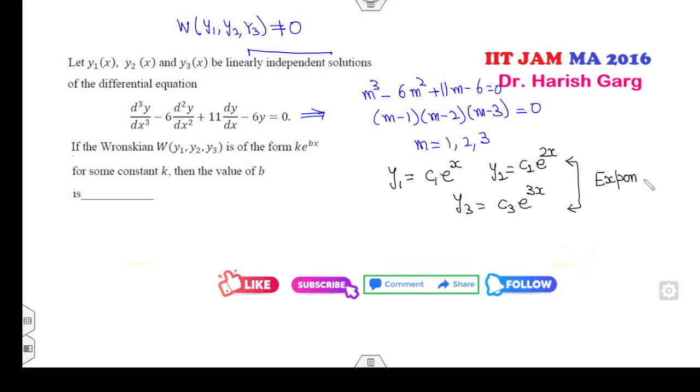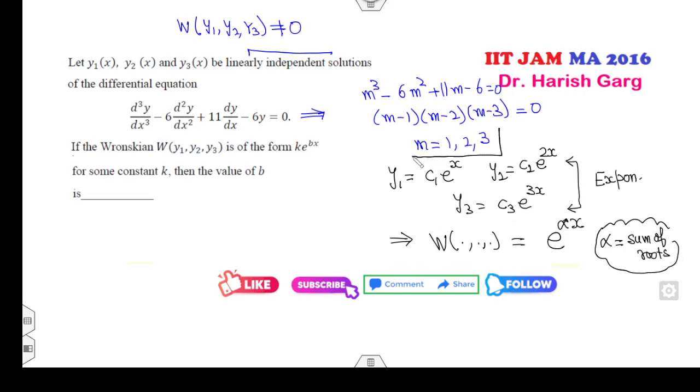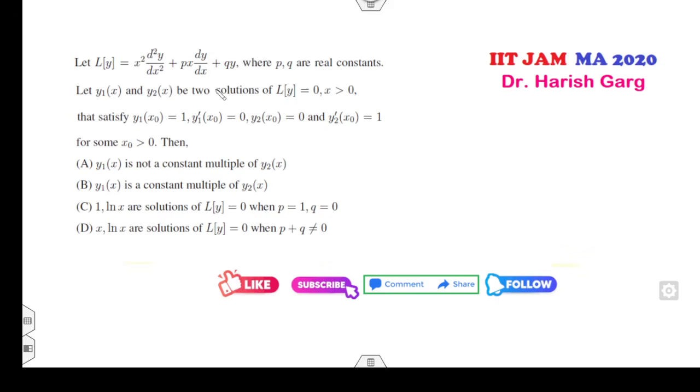Fine. So which implies the Wronskian between y1, y2 and y3 is also in the form of an exponential, where you can find alpha: alpha is the sum of the roots of the given differential equation. Fine. So what are the roots? 1, 2, 3. So that means if the Wronskian is given in terms of e raised to power bx, what is my b? b is nothing but the sum of the roots. The sum of the roots is 6, and they are asking about the value of b. 6 is the right answer of the problem.